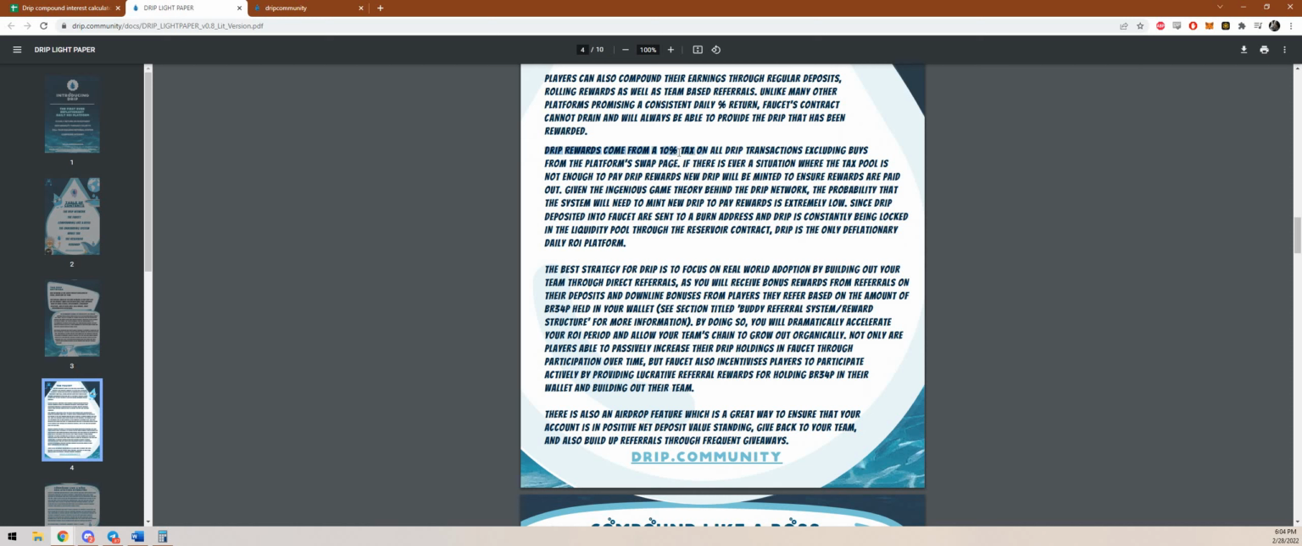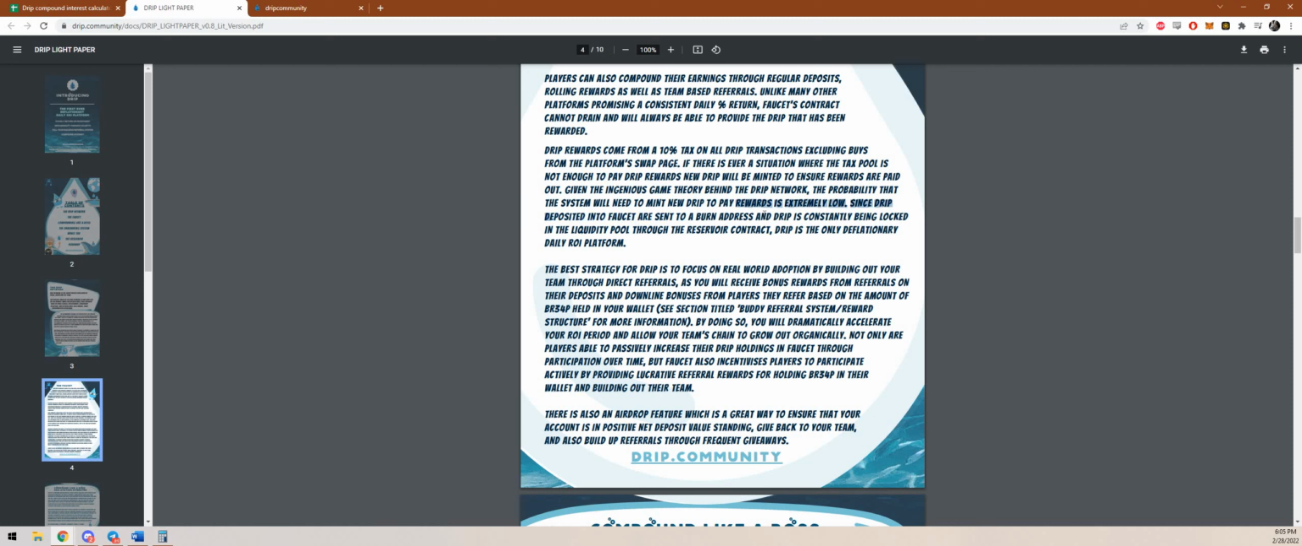So drip rewards all come from this 10% tax, sorry guys, 10% tax on all drip transactions, except for buying on the swap page. And if there is ever a situation where the tax pool is low, like there's not enough tax to pay for people, then they are able to mint new tokens as an emergency. But the chance for that is extremely low, the way Forex has designed this.